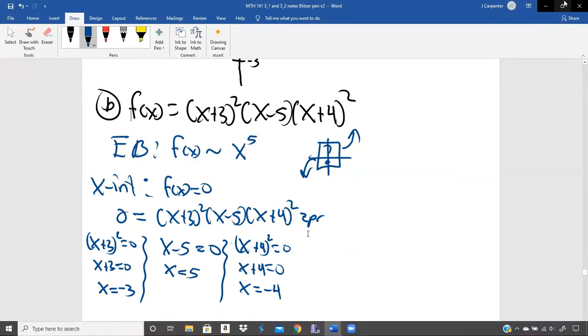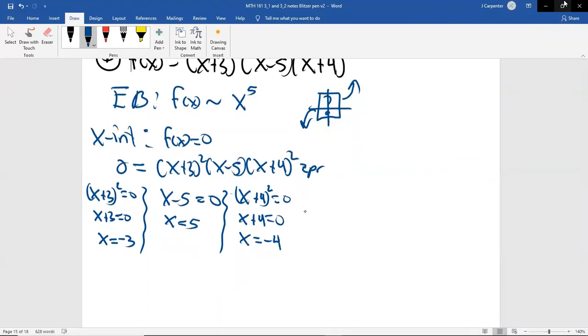But we need to establish whether we're bouncing or crossing. And that's a lot easier than doing something like f of negative 3.1 and f of negative 2.9. That would ultimately determine if it bounced or crossed as well. But you're plugging in decimals, the math is going to be uglier, and it's just not as methodical. This is a much more efficient method.